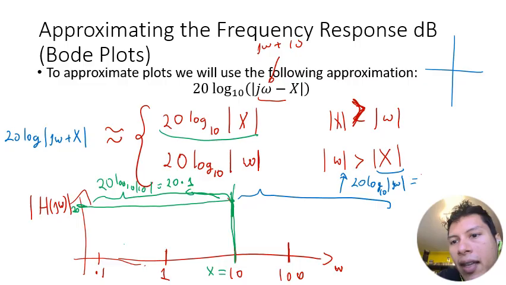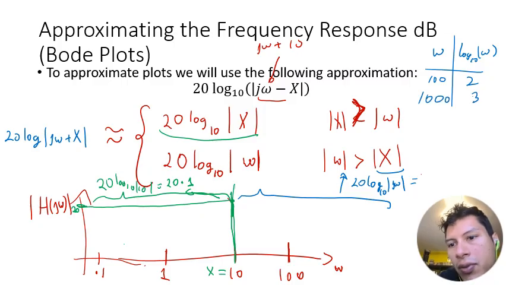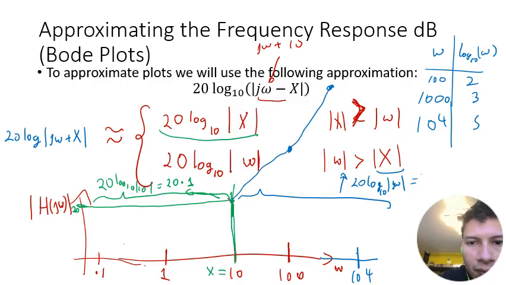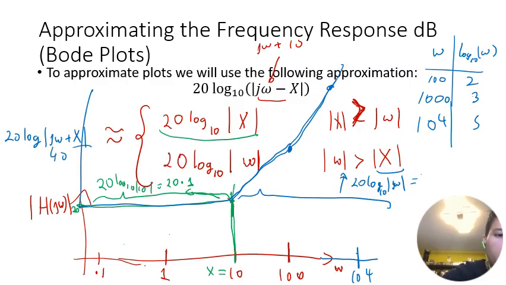remember that the log base 10 of omega, if omega is 100, is just equal to 2. If omega is 1,000, this would be equal to 3. 10 to the 4 would be equal to 4, and so on. So at 100, this will actually be 40, and then at 1,000, this would be 60. And so our approximation of that plot will look something like this. 40 and 60.